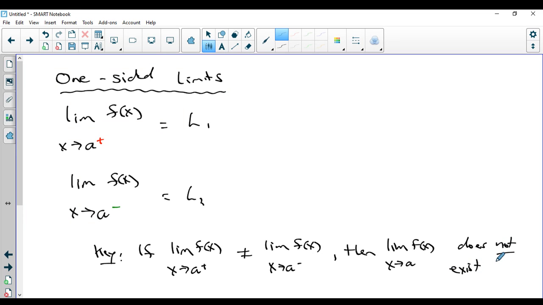So the moral of the story is whatever you're approaching from the right, you have to also be approaching that same value from the left. Otherwise, we can't talk about this two-sided limit. All right, so that's one of the ways in which a limit wouldn't exist. And there's going to be other ways, but for now, that's that.